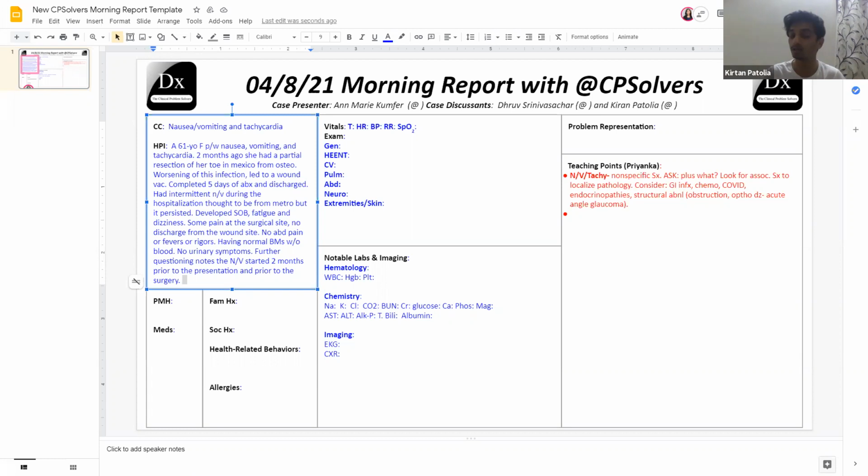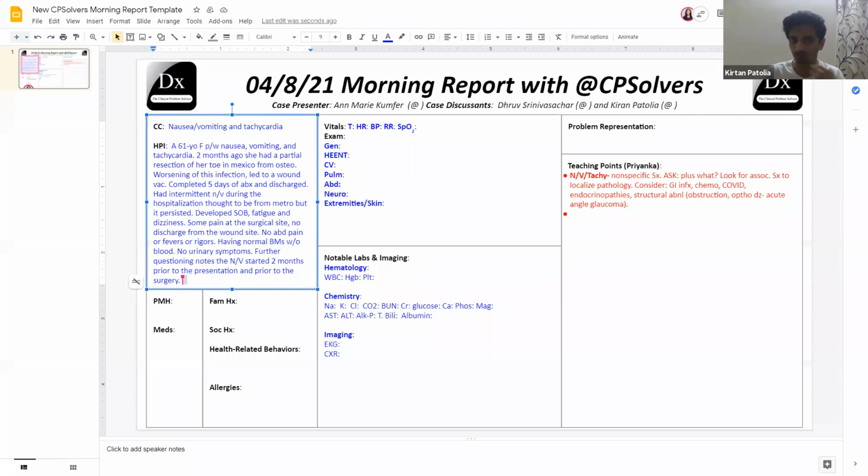Another interesting thing is that infections can sometimes cause a hypercoagulable state, right? So this patient could have developed a deep venous thrombosis that could have caused a pulmonary embolism, that could be causing vomiting and tachycardia. Vomiting is a little bit rare, but tachycardia can definitely be a sign of pulmonary embolism. So it would be interesting to see what comes up in that matter.